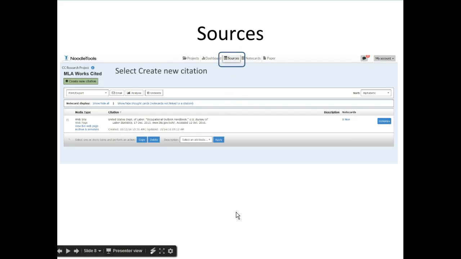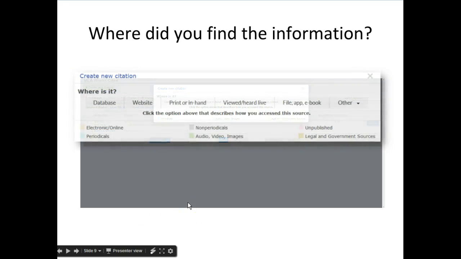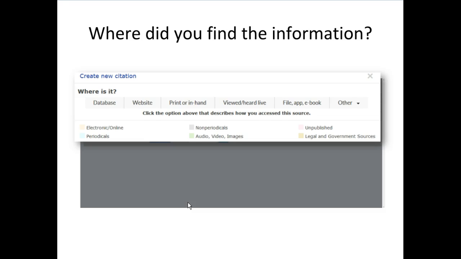Once you get to Sources, this is where you create your citations. We're going to create a new citation. Once again, we're going to click on that green button, and it brings us to this little place where we have to select what we are citing and what is it. So we've already determined that we're going to be citing a website.